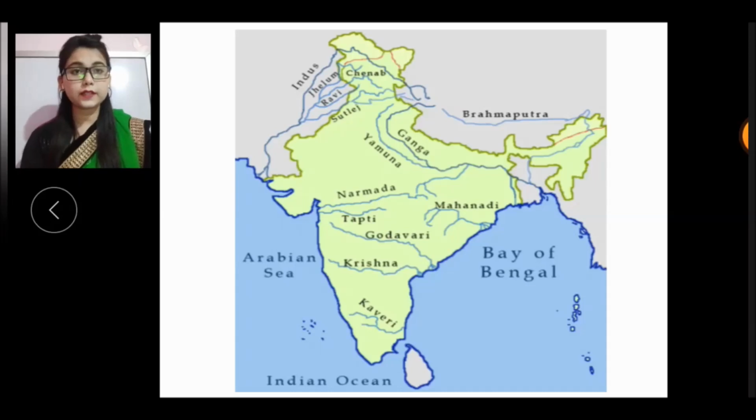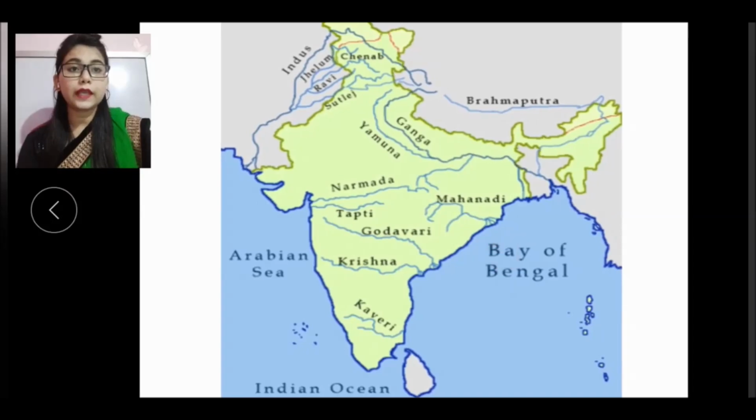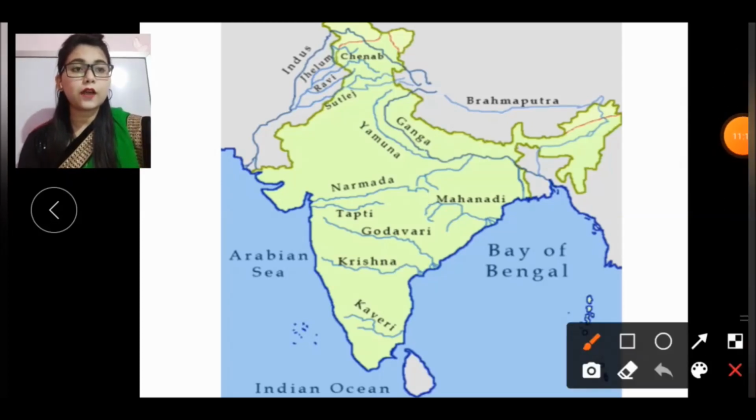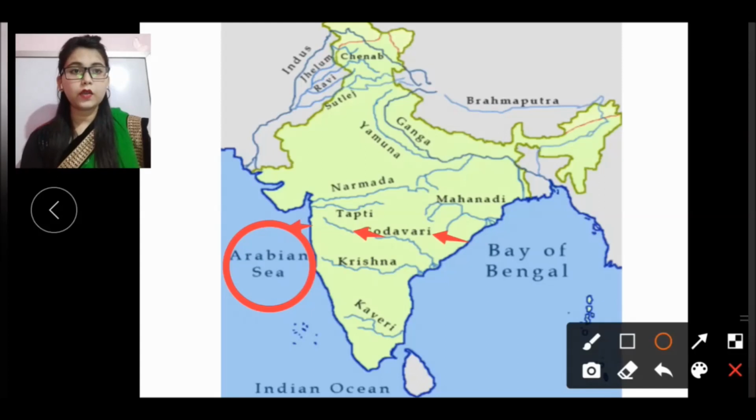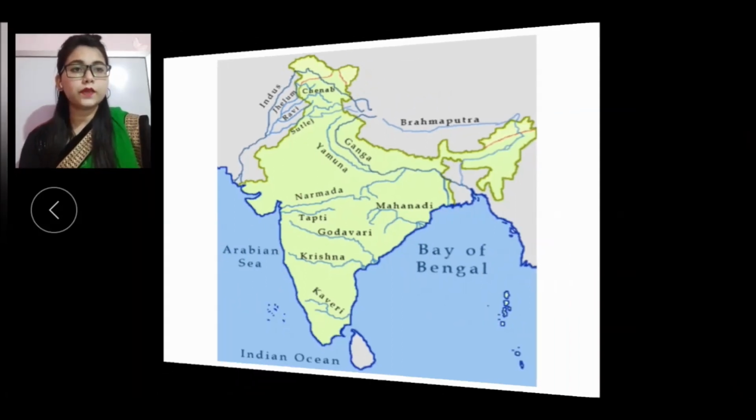Now students, look at this map. Here you can find the rivers I told you, like Mahanadi, Godavari, Krishna, Kaveri. Here you can see these are flowing from east to west and then falling into the Arabian Sea. And here you can see the Narmada and Tapi flowing from west to east and flowing into the Bay of Bengal. Now understood? Now students, we will see further.